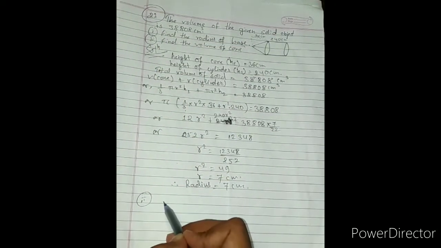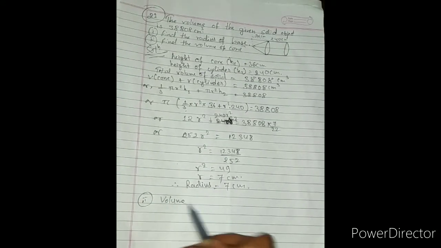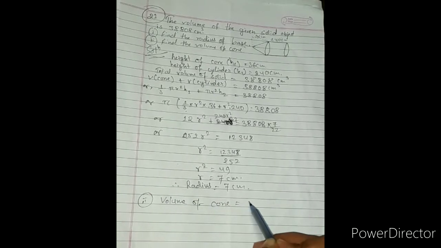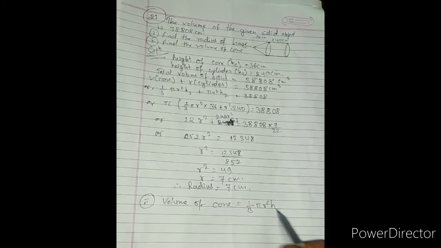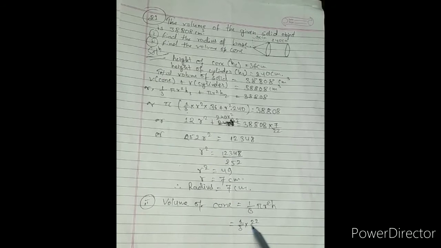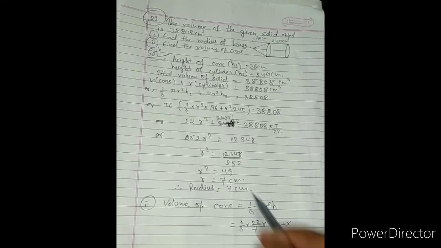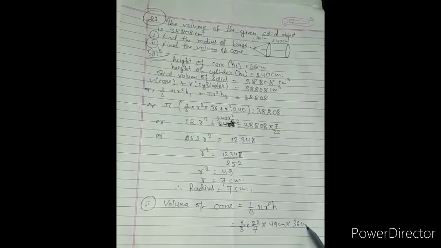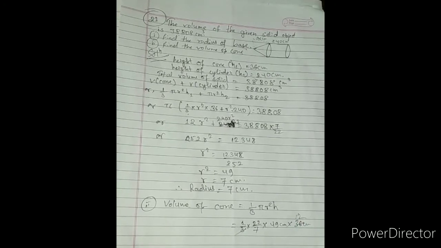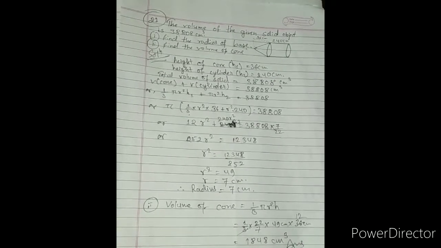Now in the second, what do you have to find? See here. We have to find the volume of cone. What is the formula for the volume of cone? 1 by 3 pi r square h. 1 by 3, 22 by 7, r square is 49, and the height of the cone is 36. 3 12s are, so 22 into 49 into 12 divided by 7. 1848 centimeter cube is the volume of cone.